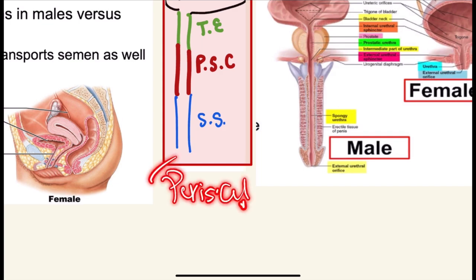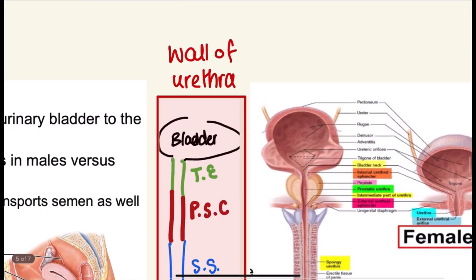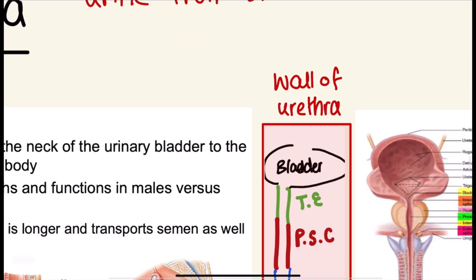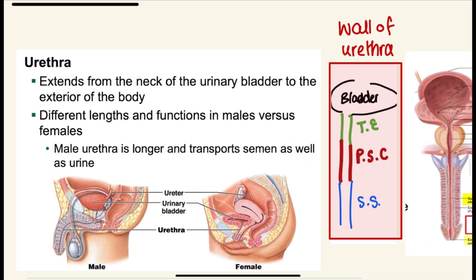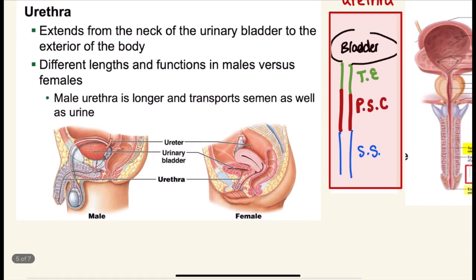Peristalsis, which is basically the movement of urine, right? Through, like, how we're describing it. Okay. Now, urethra. Where is the urethra? It basically extends from the neck of the urinary bladder to the exterior of the body, like we just mentioned, and there will be different lengths and different functions, right? So in male and female, the urethra is something that is different. It's really important to realize this part.